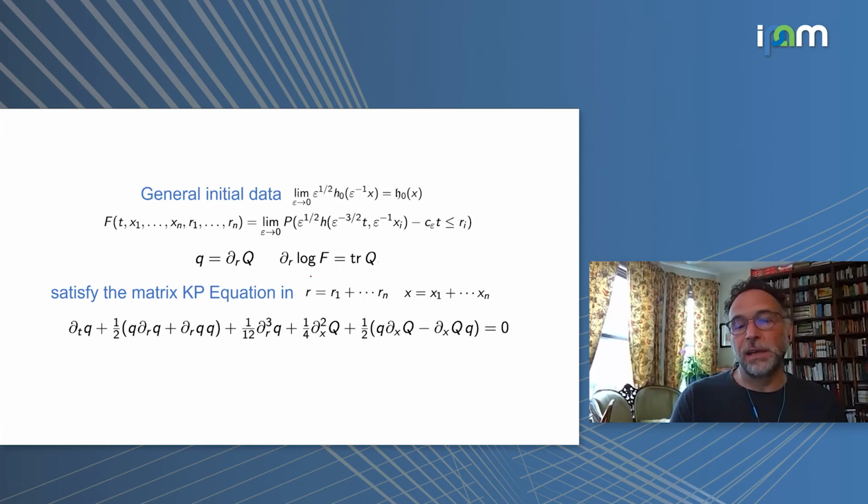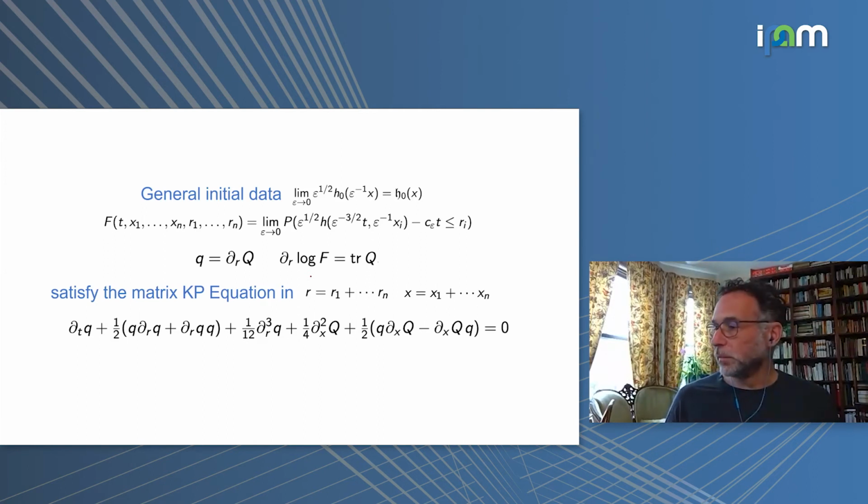And these satisfy a matrix generalization of the KP equation in variables which strangely are the sum of the r variables and the sum of the x variables. There's a matrix capital Q and its derivative little q, and they satisfy this matrix KP equation, and then you take the trace of the q's, and that's the log derivative of the distribution function. Okay, so those are the main results.